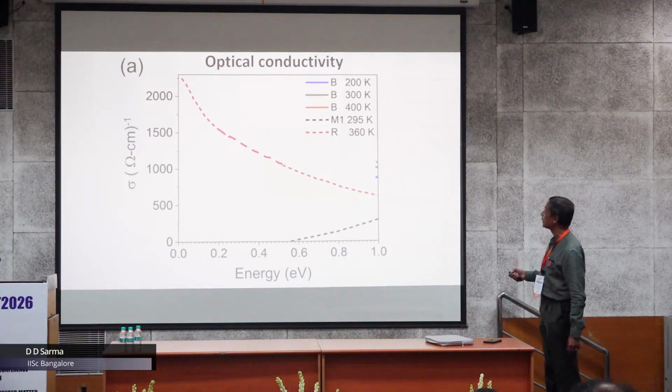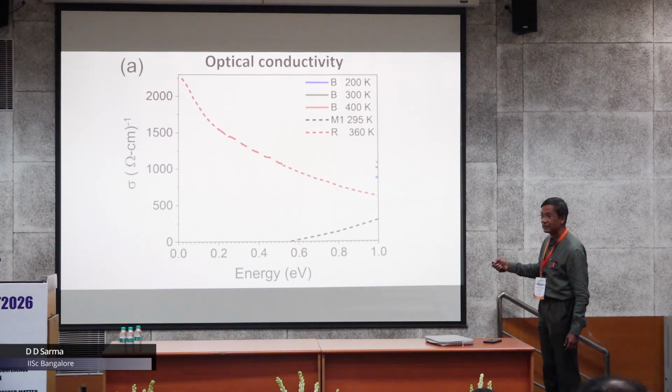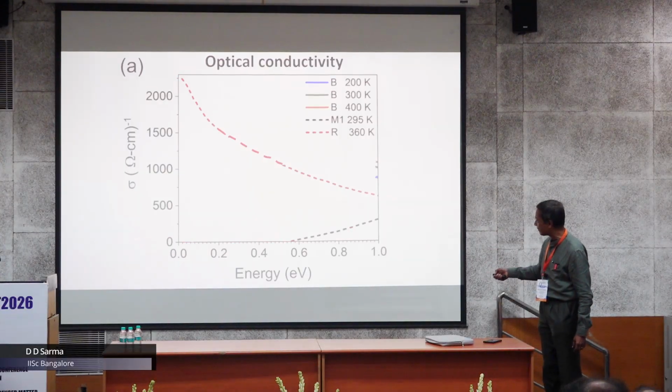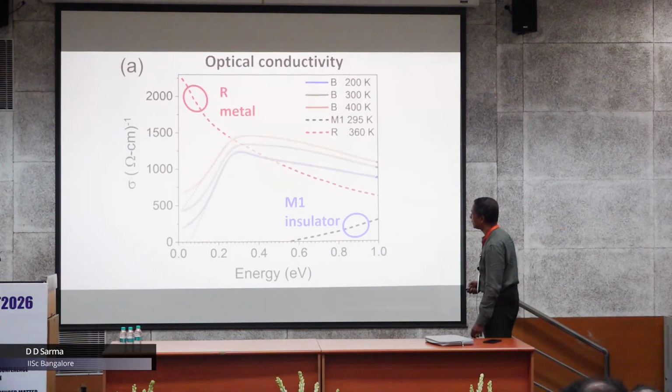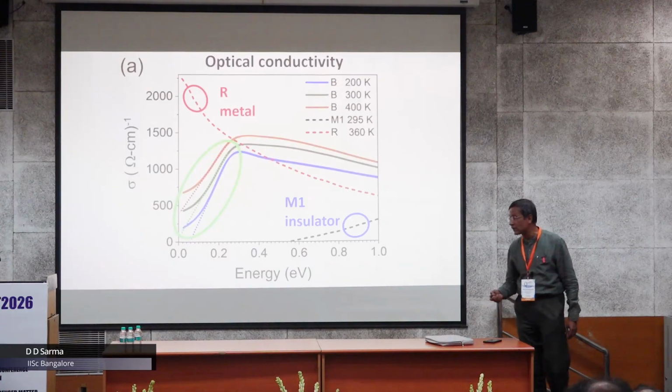Even worse is when you look at the optical conductivity. This is to remind you what the rutile metallic state looked like and what the M1 phase, rutile-like peak and a clean gap in the insulating phase. And there I'm now going to put this B phase at various temperatures.